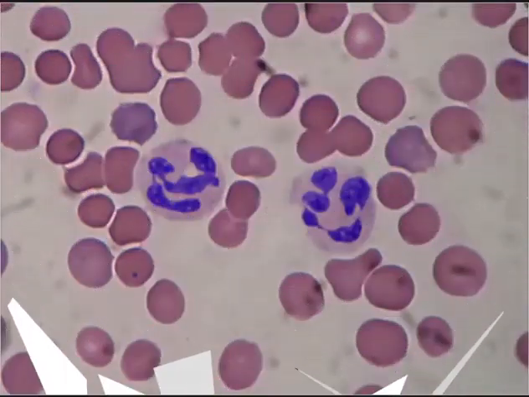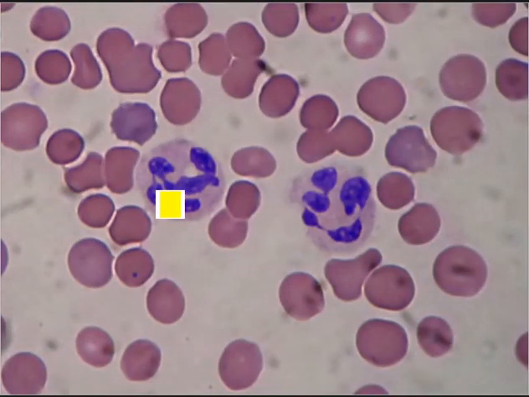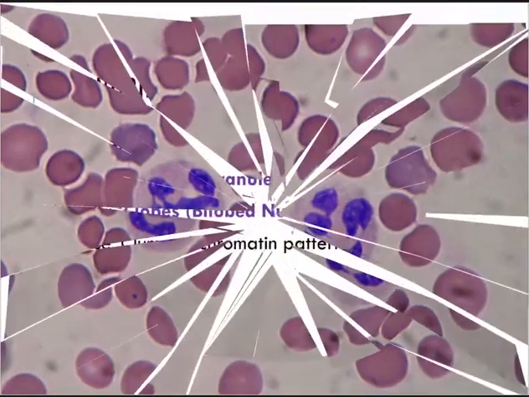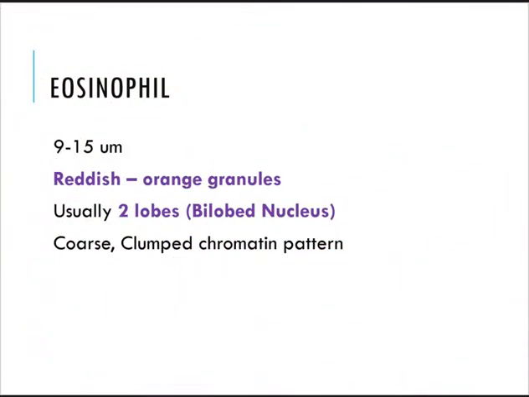Okay, so this one, here you go. So you can see 2 to 5 lobes. 1, 2, 3, 4, 5. Okay, 2 to 5 lobes. Normal, segmented, level 2, mature neutrophil. Level 1 is your band neutrophil.